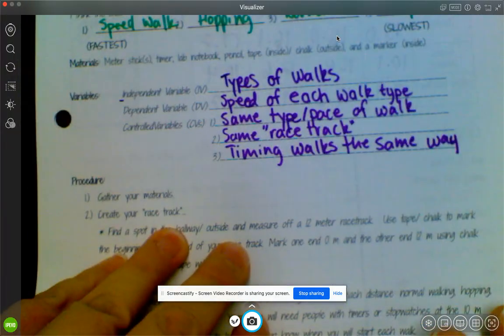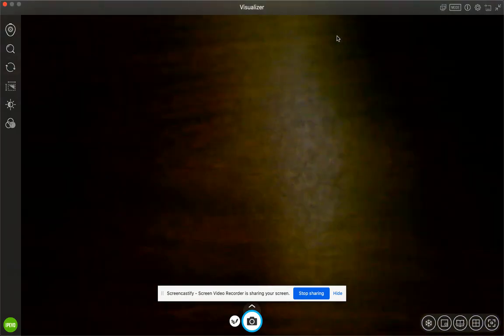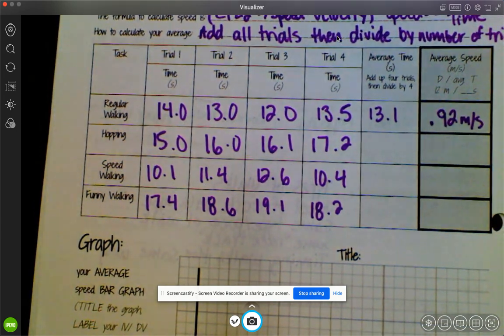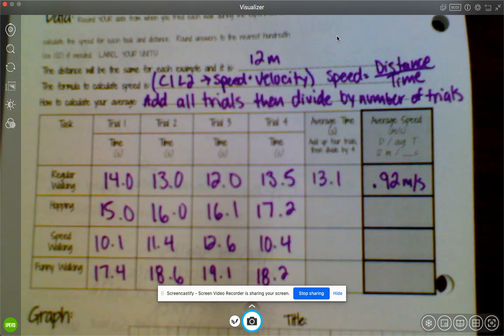So, where we are at today is, now the information that's on mine, don't copy it because this is not good information. In fact, this is probably not speeds that you're going to be getting. Hint, clue, hint. Okay. What we started with yesterday, so we made sure all of our trials were the same.